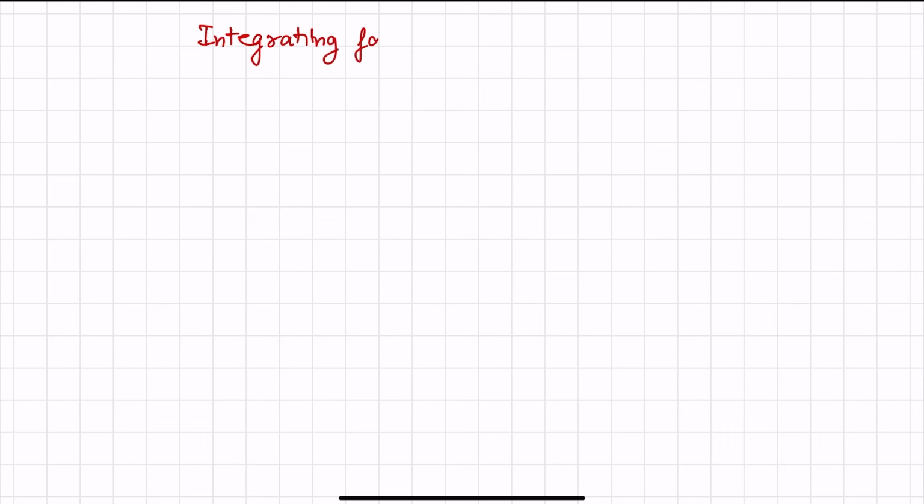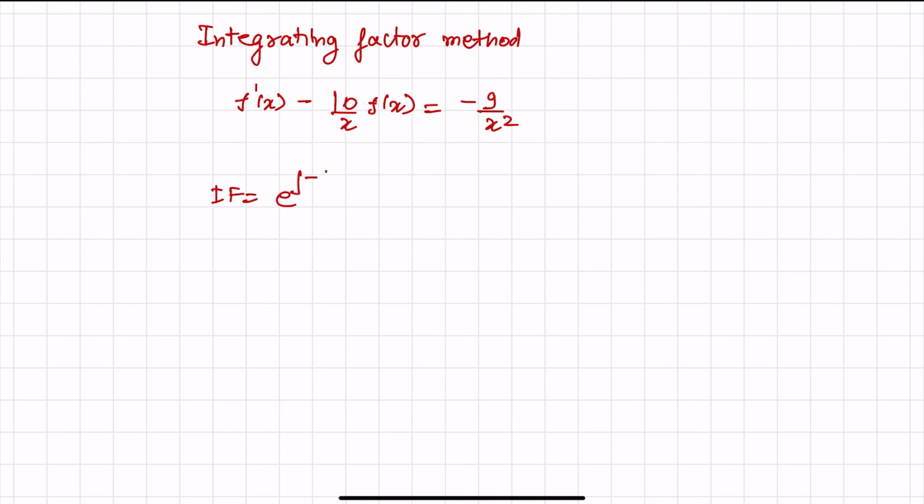We're going to use the integrating factor method, and in this our equation here is f of x minus 10 over x, f of x, equal to minus 9 over x square. The integrating factor here is e to the power integration of minus 10 divided by x dx. This is my integrating factor. This is very easy integration, and you can manipulate it, and this becomes x to the power minus 10, and you can multiply this on both sides.